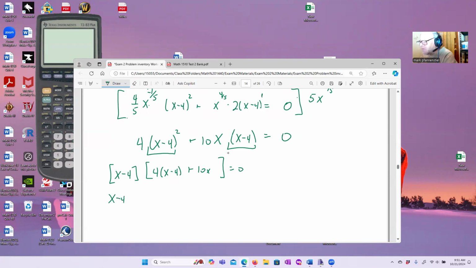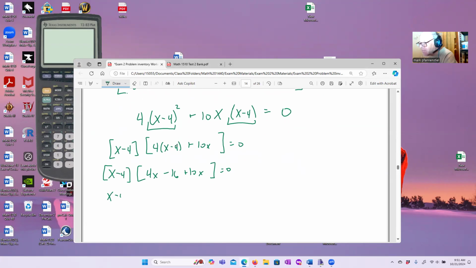So we have x minus 4. Let's put that off to the side. Then we have our 4x, right, minus 16 plus 10x equals 0. And then we have to go ahead and solve this little piece here. So x minus 4, and then we have 4x plus 10x is 14x minus 16 equals 0. So either x minus 4 equals 0, so x will be 4, or 14x minus 16 equals 0. We'll go ahead and say x is equal to 16/14, which is 2 times 8 over 2 times 7. So x will be 8/7.